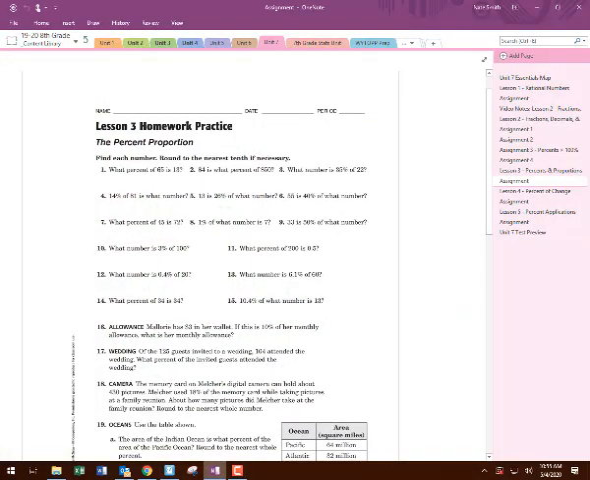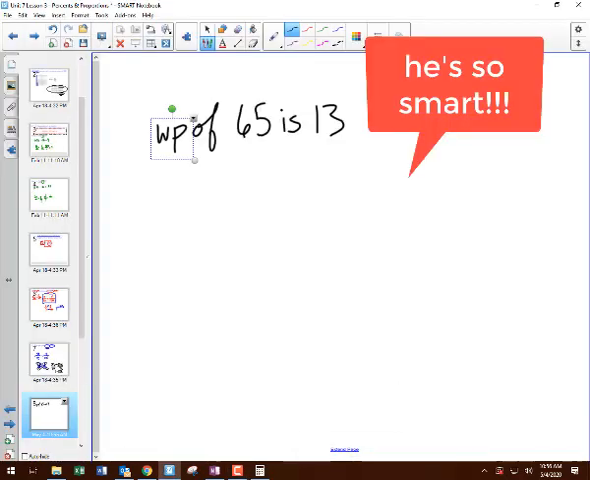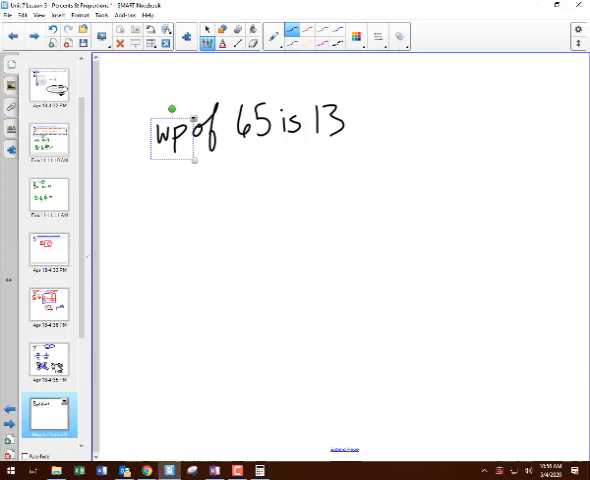Actually, let me see if I have this pulled up. Let's just go ahead and do one. Okay? Here's your assignment for today. Number 1 says, what percent of 65 is 13? Okay? Now this one's going to be pretty easy. Let me see if I can figure out how to edit this. Okay, so I cheated a little bit here and I copied it onto a new slide. All right, and so here's our problem. What percent of 65 is 13?